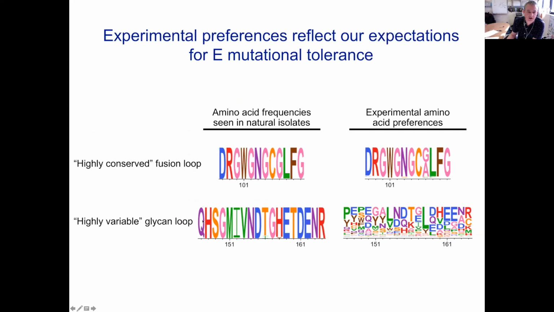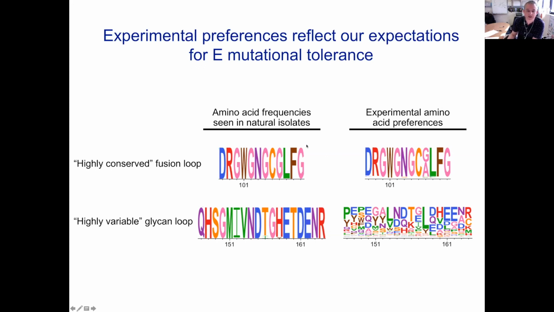Just a quick look, a low resolution look at this data. We expected that some regions would be highly conserved and other regions would be very flexible. So we looked at those regions first. And if you look at the likely to be highly conserved fusion loop, this is the part of the protein that actually catalyzes membrane fusion between the virus and the host membrane.